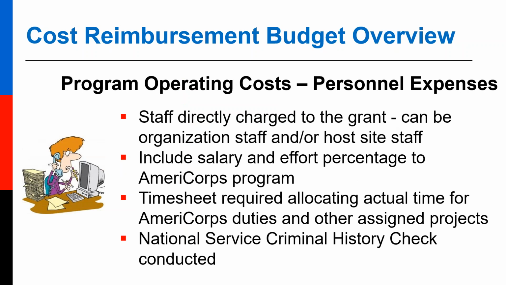The first subsection, section A, is personnel expenses. As you develop this section of your budget, there are a few important things you need to know. This subsection only includes staff that are directly charged to the grant and can be organization staff and or host site staff. Each staff person must be listed separately, and you have to include their salary and percentage of effort as a percentage of their full-time equivalent devoted to the AmeriCorps program. Each individual listed in this section is required to complete a timesheet allocating out the actual time spent on AmeriCorps duties and other projects assigned to them as defined by your organization type requirements in the Code of Federal Regulations. All personnel in this section are required to have the elements of the National Service Criminal History Check conducted.